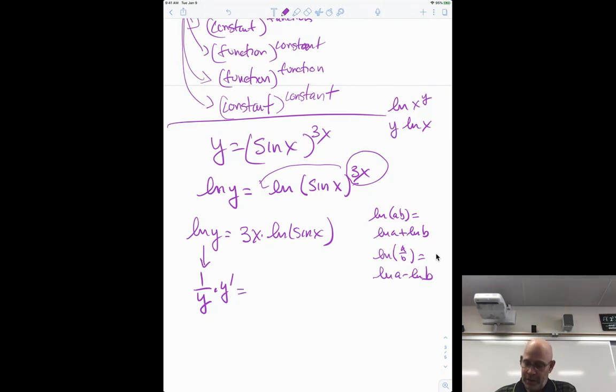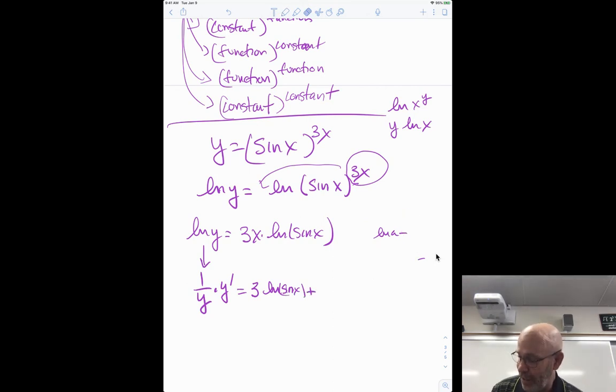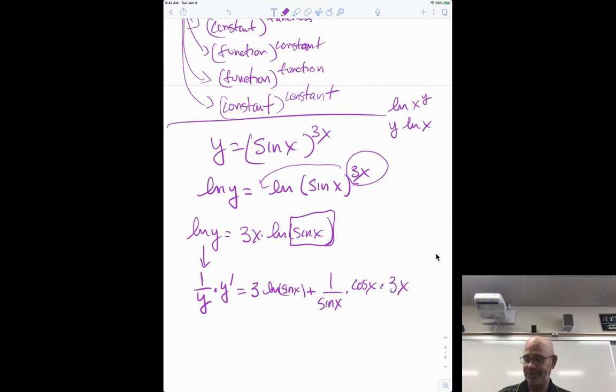Now it's a product rule on this side. So the first is 3 times the second, which is the natural log of sine x, plus the derivative of the second. I'm going to erase this over here. Sorry, it's in my way. The derivative of the second is the natural log. Be careful here. It's the natural log of box, the natural log of sine x. That's 1 over that box, sine x, times what's inside that box, which is the cosine x. So that's the chain rule for that, times that first term, which is 3x.